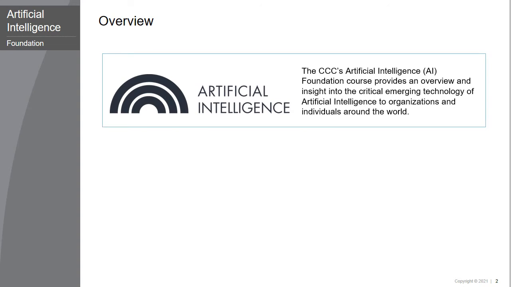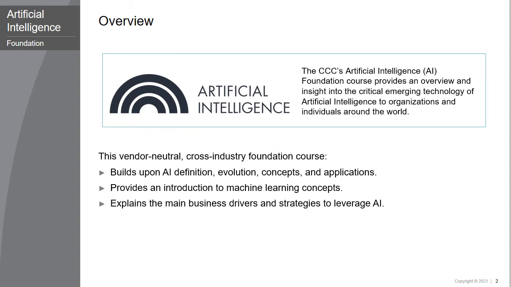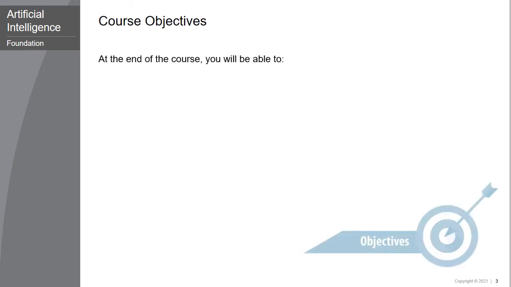The CCC's Artificial Intelligence, or AI Foundation course, provides an overview and insight into the critical emerging technology of artificial intelligence to organizations and individuals around the world. The Vendor-Neutral Cross-Industry Foundation course builds upon AI definition, evolution, concepts, and applications, provides an introduction to machine learning concepts, explains the main business drivers and strategies to leverage AI, introduces the essential prerequisite skills required for AI, such as databases, statistics, and data visualization, the Python programming language, algorithms, and data structures, delves into the different strategies for the implementation of data structures.